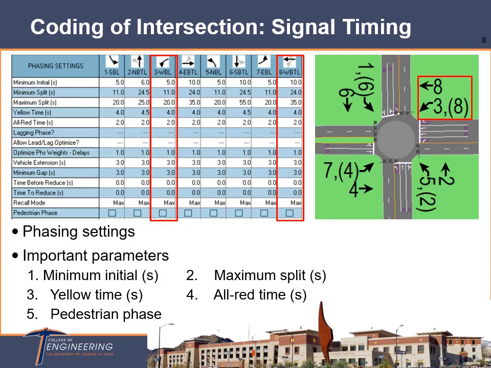Lastly, on the coding of the intersection is the signal timing information. These capabilities are accessed in the phase settings. Once the phases are categorized and inputted correctly in the ring and barrier settings, the timing data provided by the city is imported. The important parameters to consider are minimum initial, yellow time, maximum split, and all red time. Pedestrian phase is ignored in this simulation.